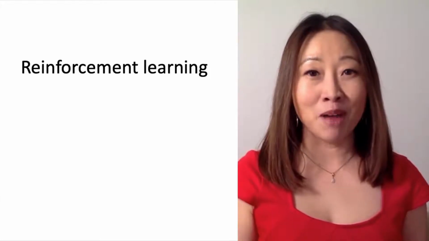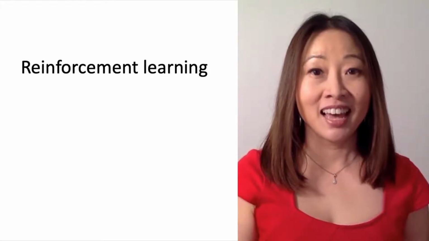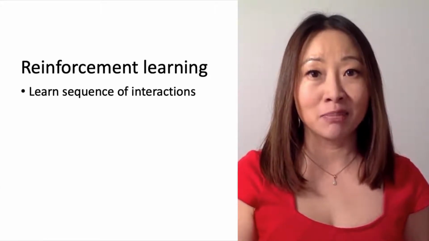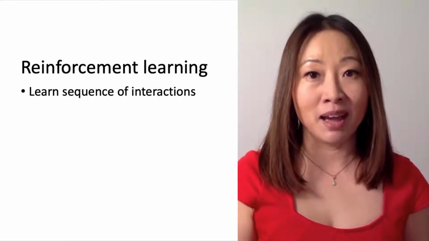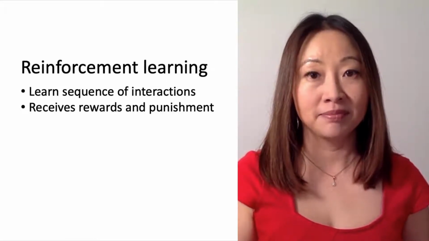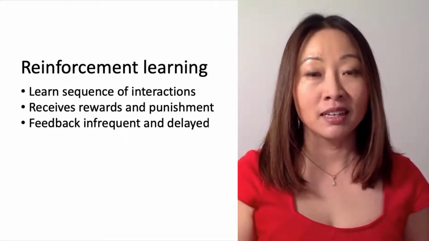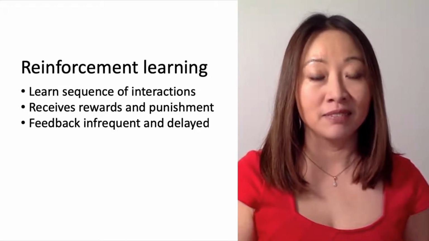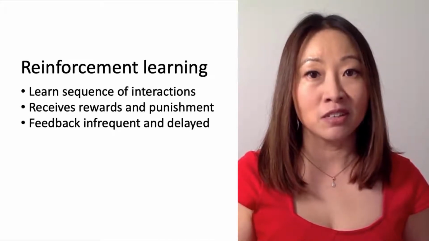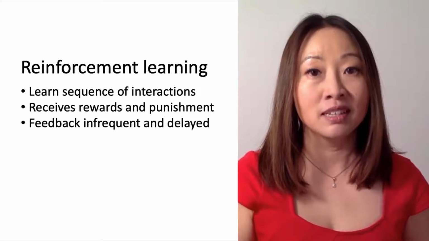Our third type of learning problem is reinforcement learning. Here, we're modeling an agent that's choosing sequences of actions in response to a changing environment. The agent receives feedback in terms of rewards and punishments, which are positive and negative points. However, this feedback is infrequent and delayed. This means the agent could undergo a long sequence of chosen actions before it receives any feedback about whether what it chose did it any good.